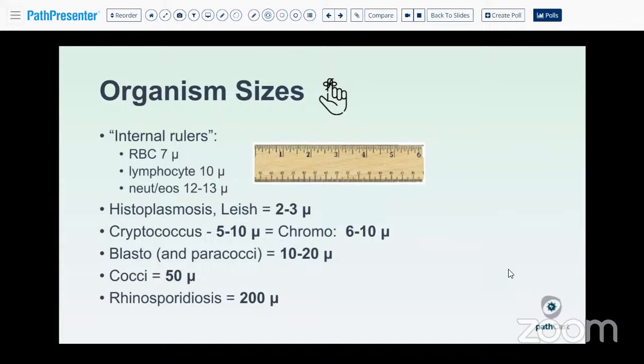Then you'll look at your organisms relative to those. So histoplasmosis and leishmaniasis are smaller than a red cell, less than half of a red cell. So they're tiny. And cryptococcus, 10 microns, about the same as chromoblastomycosis, which is 6 to 10 microns. Getting a little bit larger is going to be blastomycosis and paracoccidioidomycosis, 10 to 20 microns. Cocci, fairly large at 50 microns. And then there's rhinosporidiosis, which is huge, 200 microns. So different order of magnitude there.